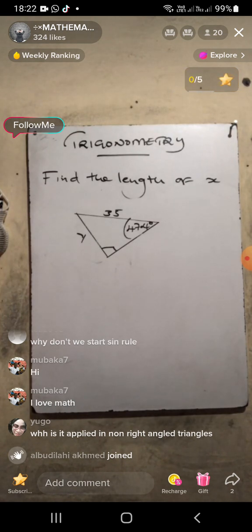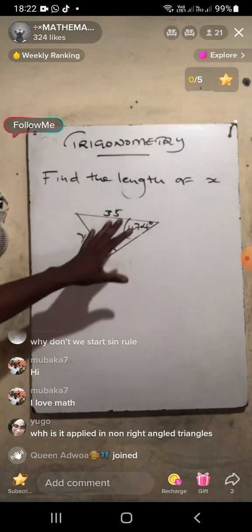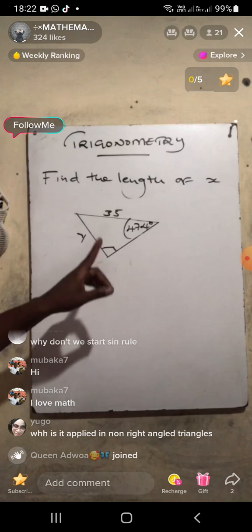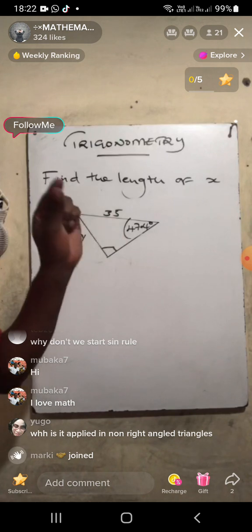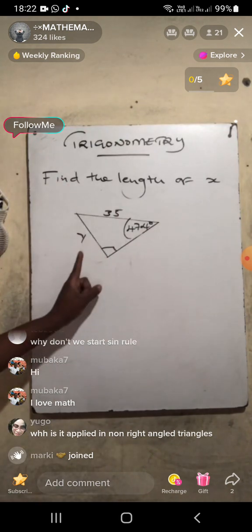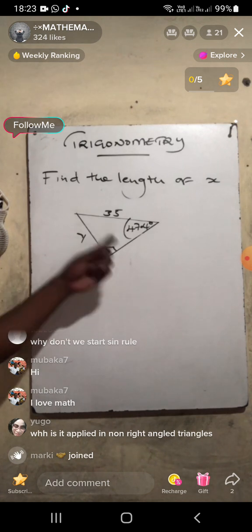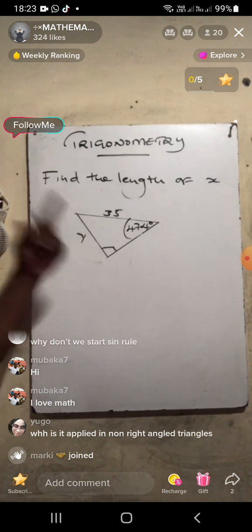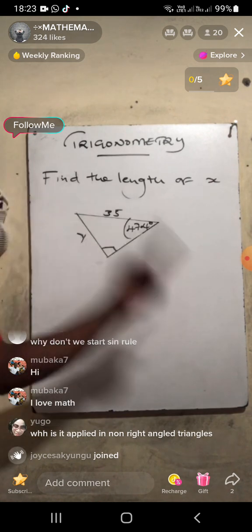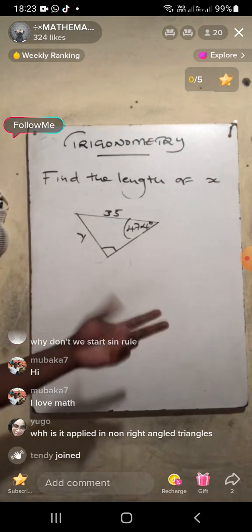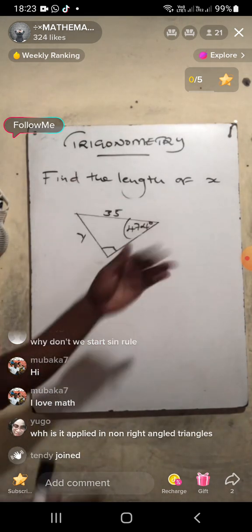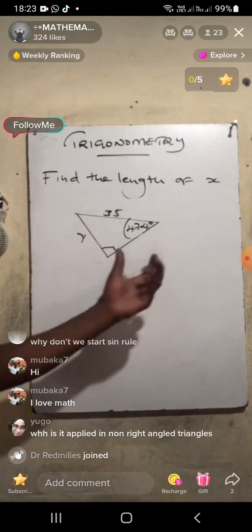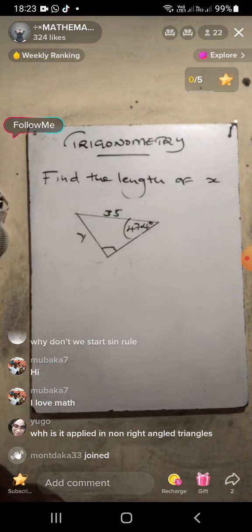Why is it applied in non-right angle triangles? Because look at this. With right angle triangles, we use the Pythagoras theorem to find a side, and trigonometrical ratios like SOHCAHTOA, like the one we are looking at right now. But with non-right angle triangles, we use sine rule or cosine rule to determine the side and the angle.